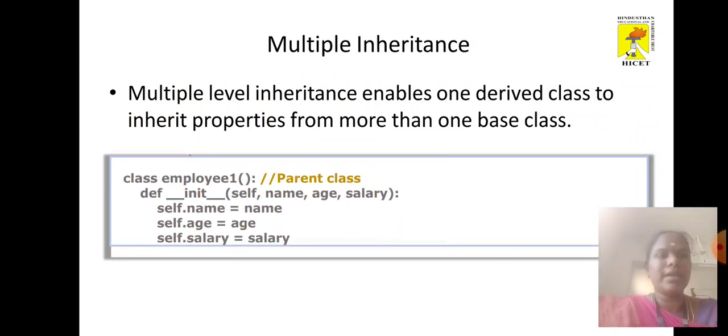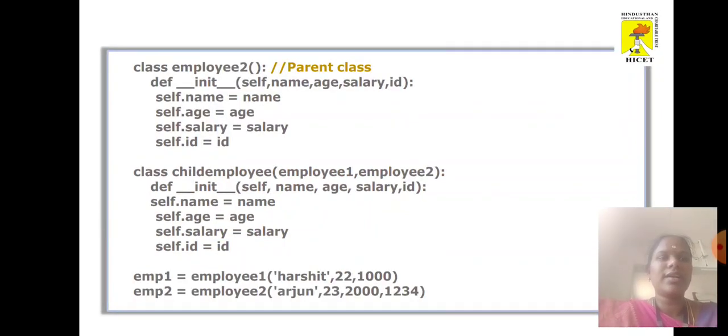And multiple inheritance. Multiple inheritance enables one derived class to inherit the properties from more than one base class. I created the parent class employee 1 and I created the parent class employee 2. The child employee has two parent classes, employee 1 and employee 2. It can use the properties of both employee 1 and employee 2.